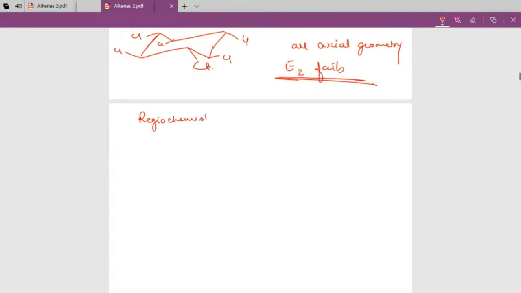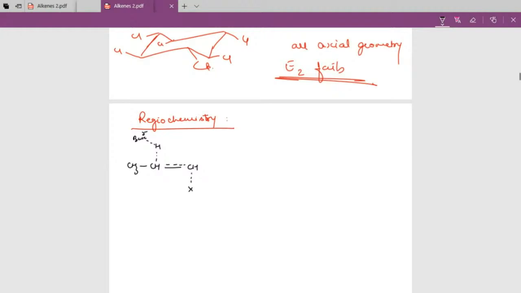why the regiochemistry of E2 reaction varies. Okay, we have cleared that we need anti-periplanar conformation for E2 to happen. But then also, why sometimes Zaitsev and sometimes Hofmann products are formed. So let me tell you the reason for that.